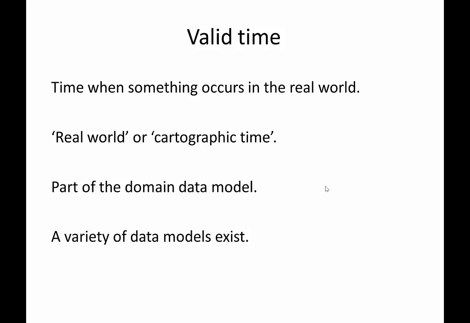Valid time. So valid time is when something occurs in the real world. And as I say, it's part of the domain model, which means you have to implement it as a database designer when you're implementing your data model. And there's a whole variety of data models that exist that you could use to implement time in a database.